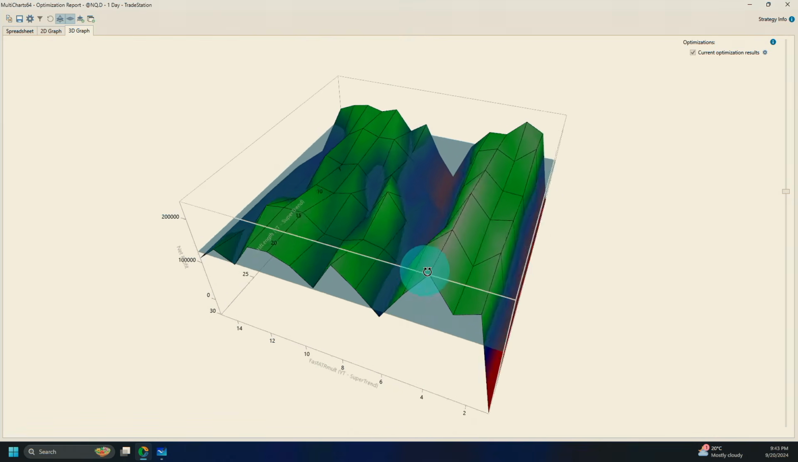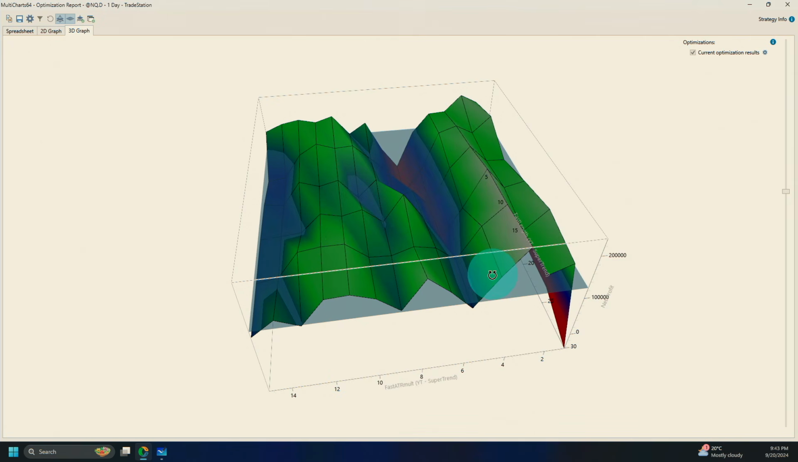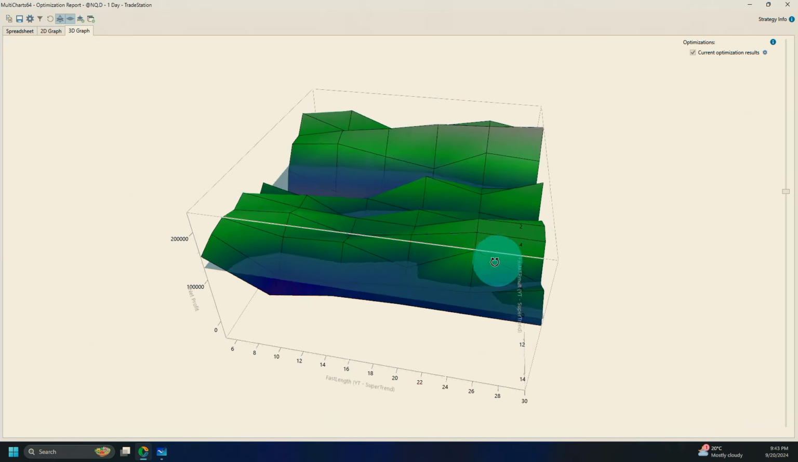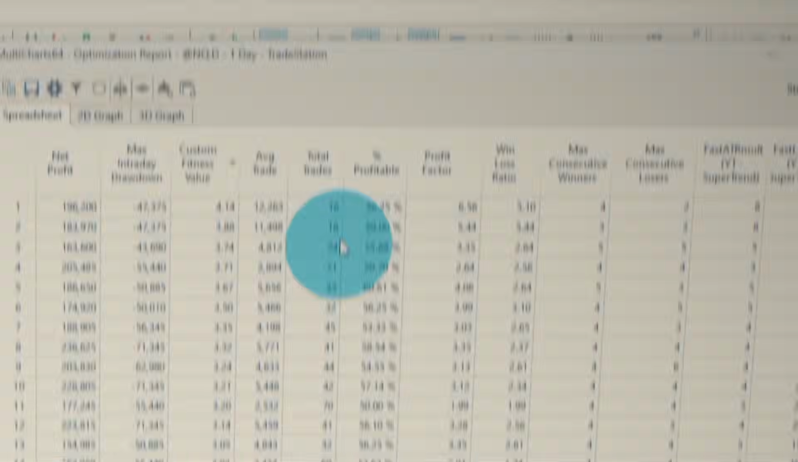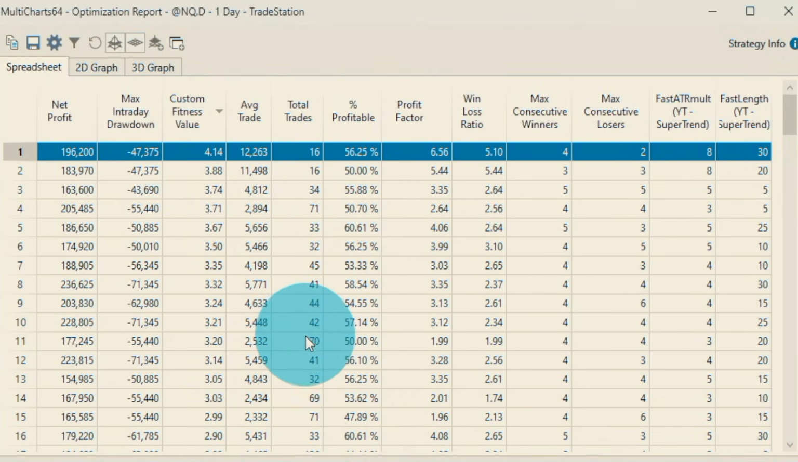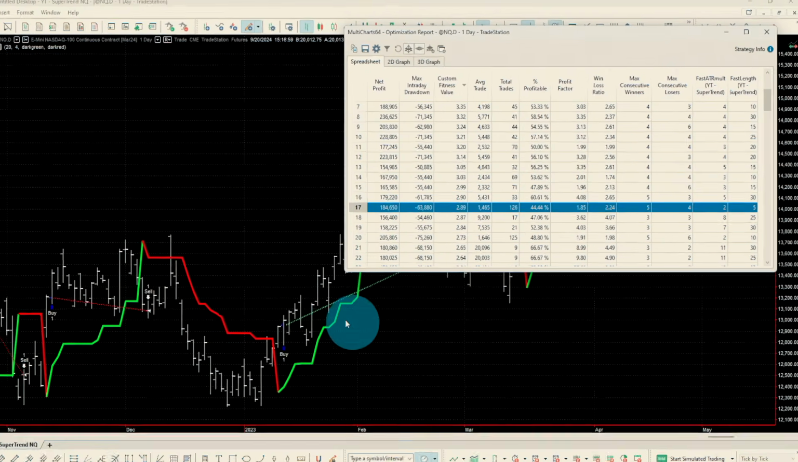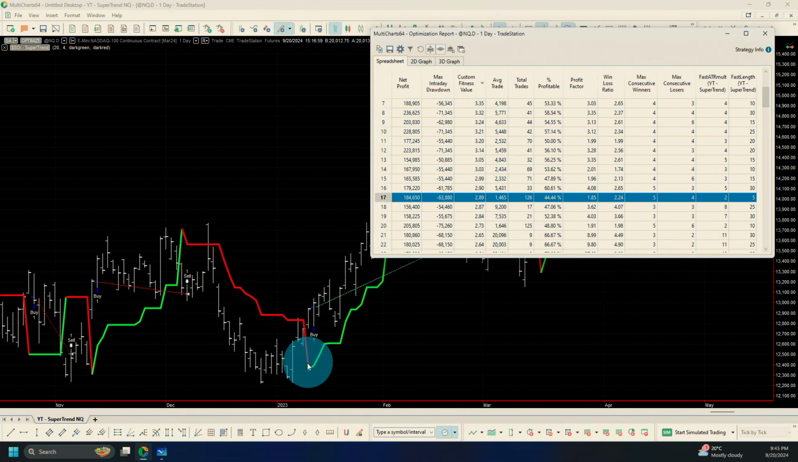And this is the 3D representation. So we can see this area is probably stable. So between 10 and 12 on the ATR multiplier and 20 to 30 of the length. Now we can see here the problem is the low number of trades. Very few strategies have higher than 100. So this one, where the length of the ATR is 5 and the multiplier is 2, makes sense because that means the channel will be very close to the price, so we get more trades.